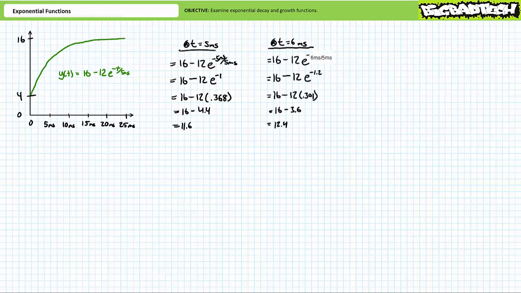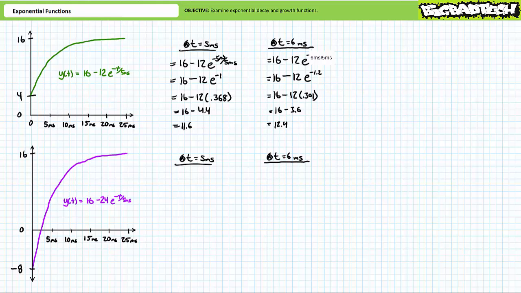When t equals 6 milliseconds, we substitute 6 milliseconds into our equation. The ratio t over tau is 1.2, meaning we're 1.2 time constants into our analysis. E raised to the negative 1.2 is roughly 0.301. 12 times 0.301 is roughly 3.6. 16 minus 3.6 is roughly 12.4.